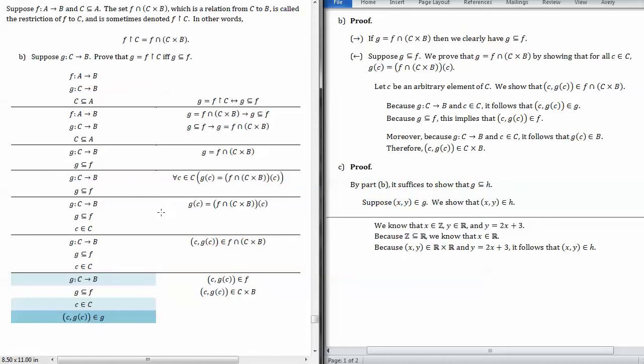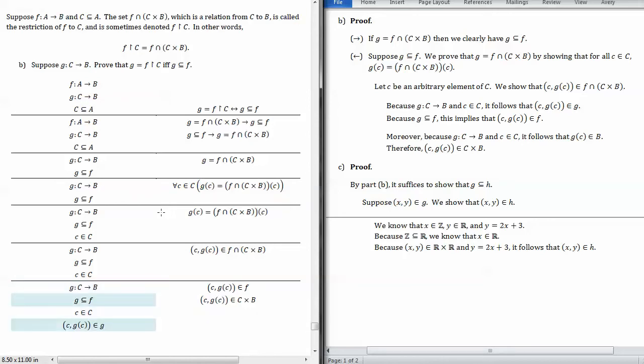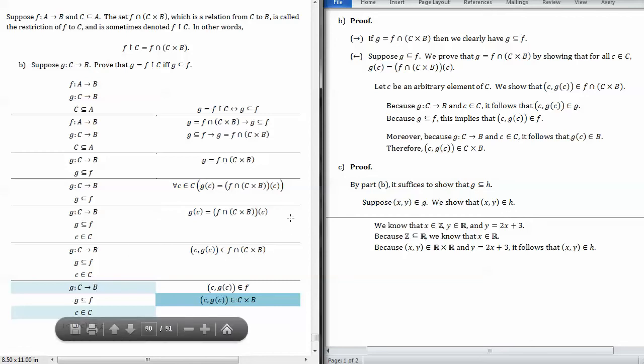And then if I combine that with the fact that G is a subset of F, I get my first goal, that this ordered pair is in F. And using these two, I get that C is in capital C, and G(c) is in the second set here, capital B, and that gives me that the ordered pair is in C times B.